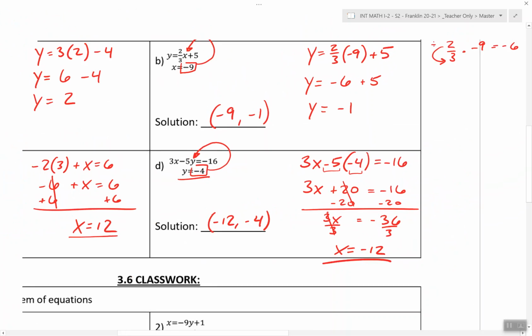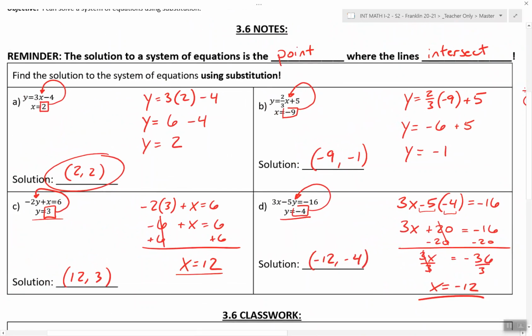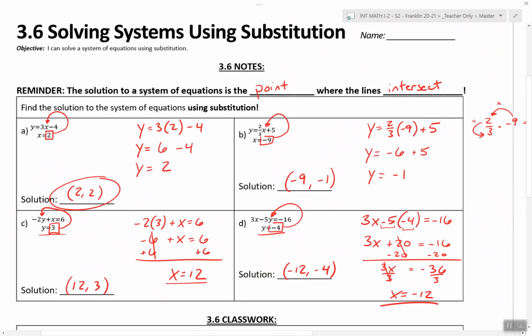Okay, so there you have it, solving with substitution. Again, these examples were pretty basic, pretty straightforward, where our second equation was just a variable equal to a number. It will get slightly more difficult in the next few videos, but the idea, the process is basically the same. So take your value that is equal to one of the variables and substitute it into the other equation for that variable, and then solve.